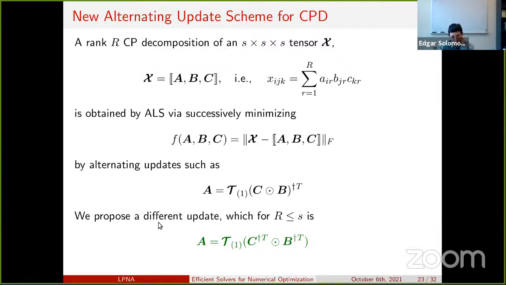So the update that we propose to do instead is to take the Khatri-Rao product of the pseudo-inverse transposes of these two factors, which is generally not equal to the pseudo-inverse of the Khatri-Rao product of the factors, but it is a left inverse of this. So it is a left inverse of C Khatri-Rao product B. However, generally one should not really think about this as an approximation to this. It is really something that is different and, as we are finding, quite interesting.